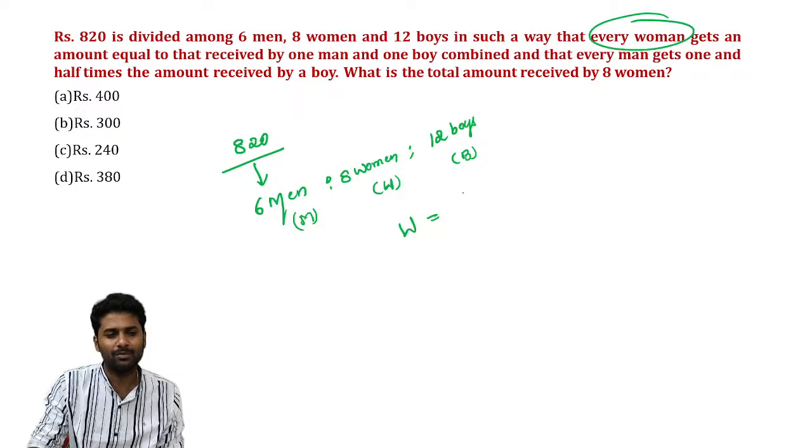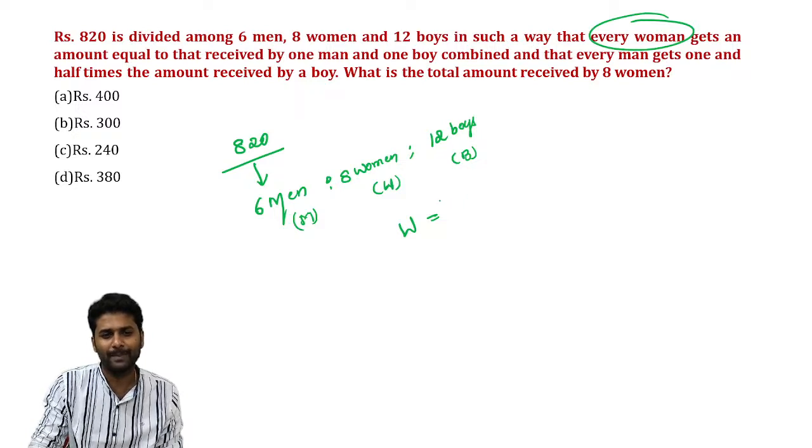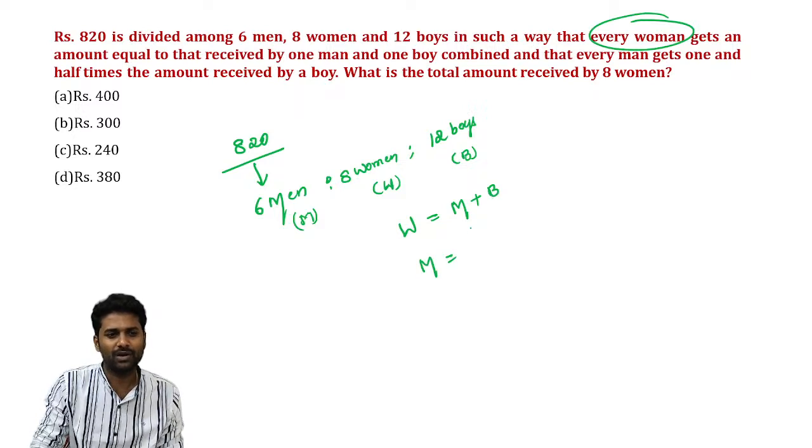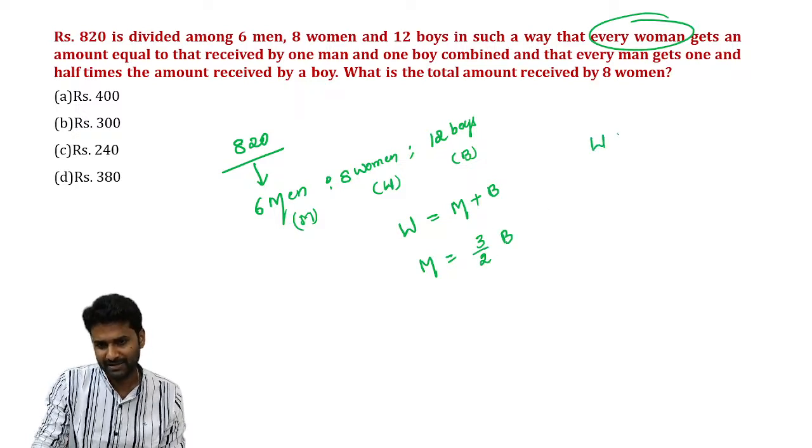every woman gets an amount equal to that received by one man and one boy combined. And every man gets one and a half times, that is 3 by 2 times, the amount received by a boy. Let's find the individual contribution of man, woman, and boy.